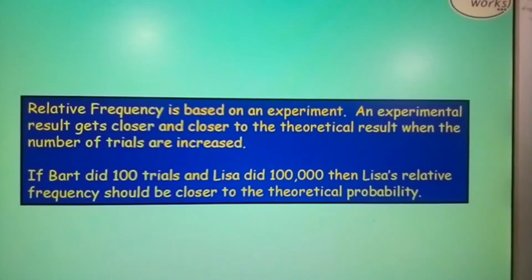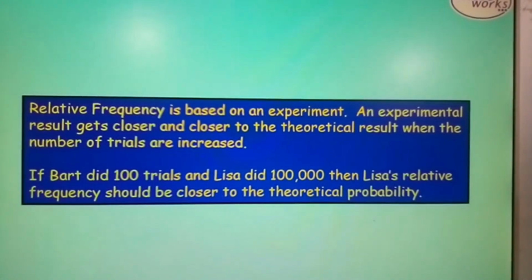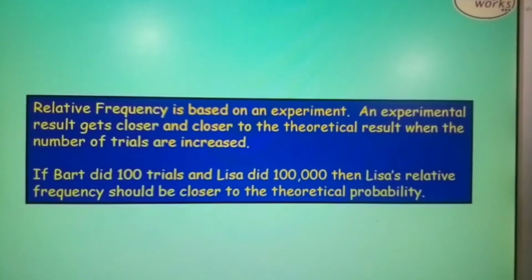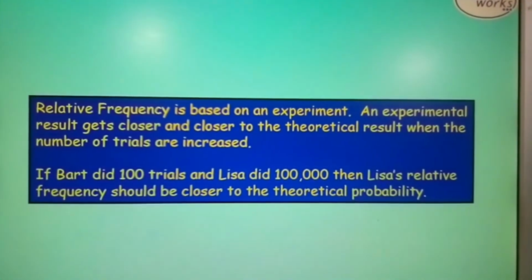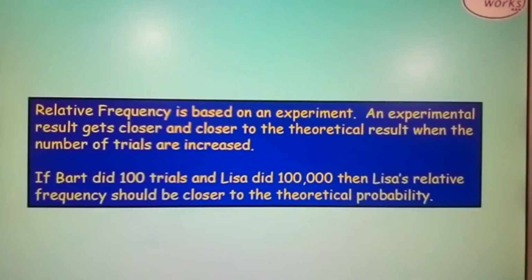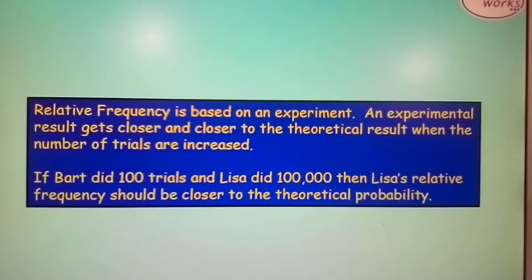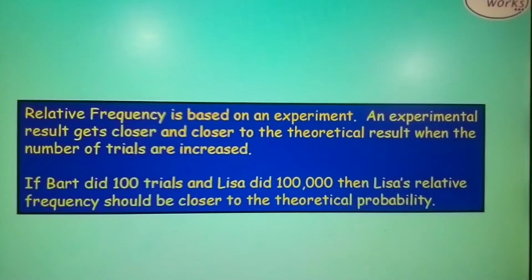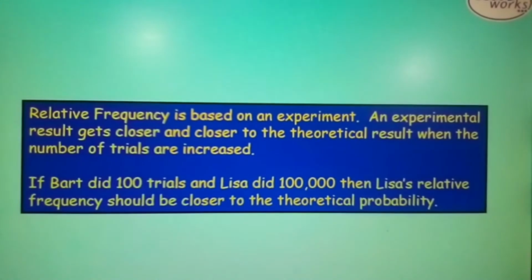Now, relative frequency is based on an experiment. An experimental result gets closer and closer to the theoretical result when the number of trials is increased. If Bart did 100 trials and Lisa did 100,000, then Lisa's relative frequency should be closer to the theoretical probability. So what it is trying to say here is that the more trials you do, the more likely you are to get to a theoretical aspect and nearer a precise value than if you did fewer trials.